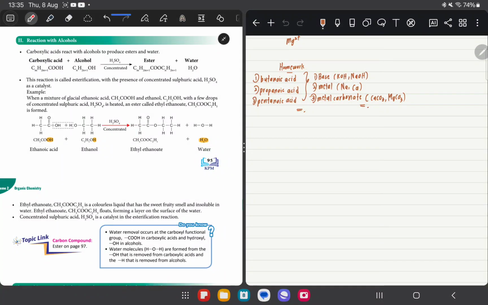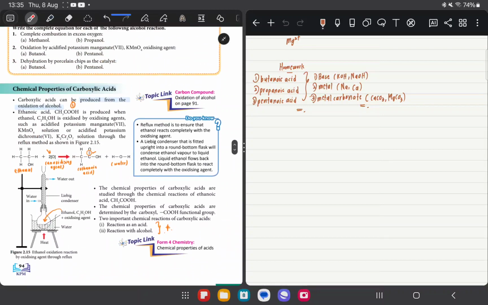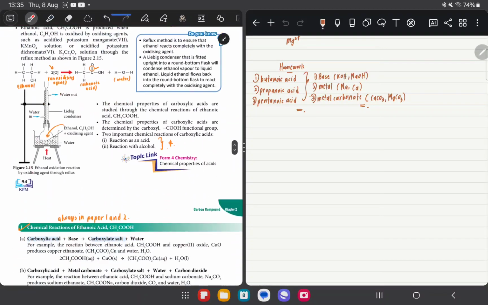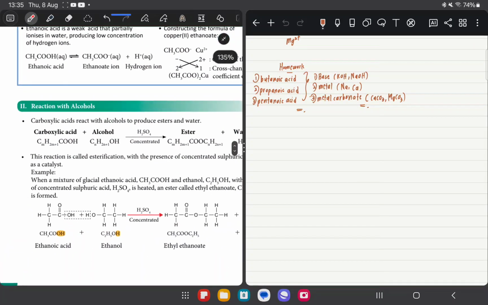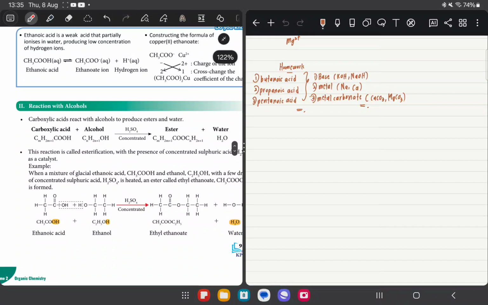So for today, I'm going to continue with another lesson, which is about the reaction of carboxylic acid with alcohols. So in the previous video, I told you about one of the chemical properties of carboxylic acid, which is reaction as an acid. And now in this video, we are going to talk about reaction with alcohol.